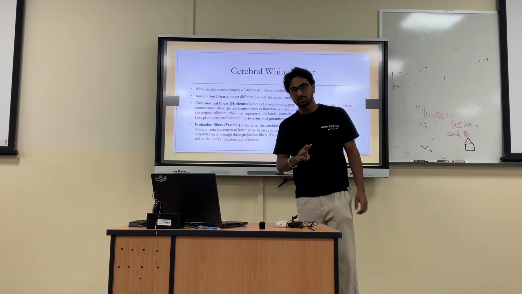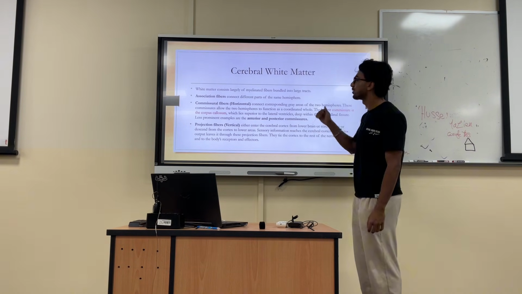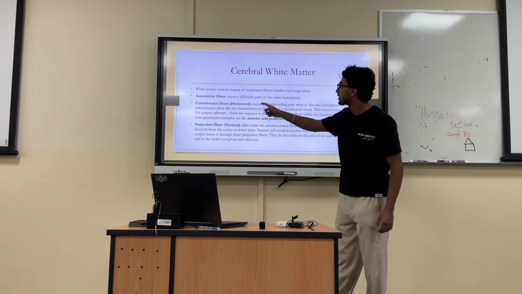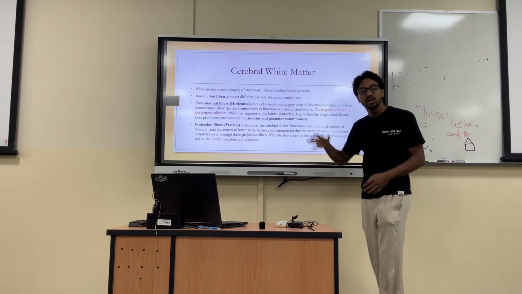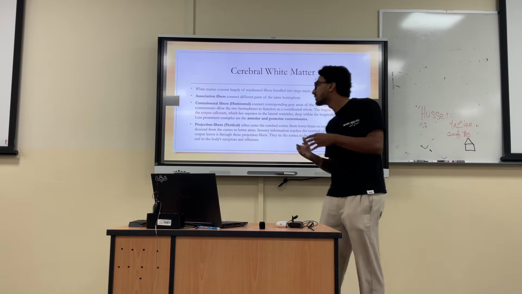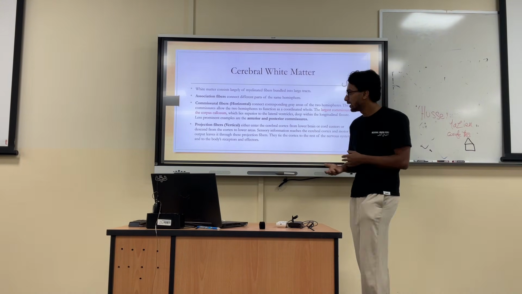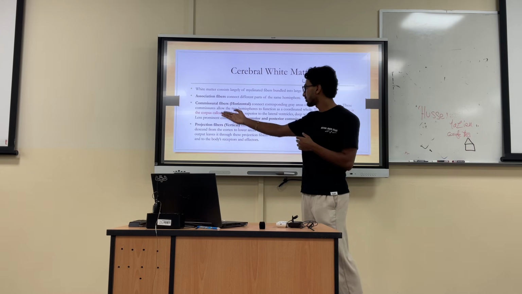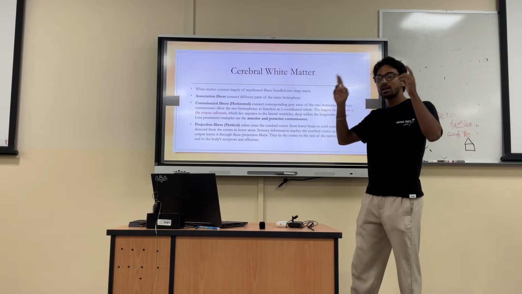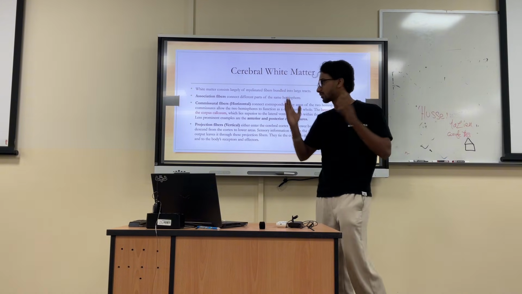Now, there are three types of fibers in the white matter. We have the association fibers, which connect different parts of the same hemisphere. Within the right hemisphere, we need to have connections that connect the brain there. That's going to be the association fibers. Then we have the commissural fibers, which run horizontally. This connects the two hemispheres, the right and left hemispheres.